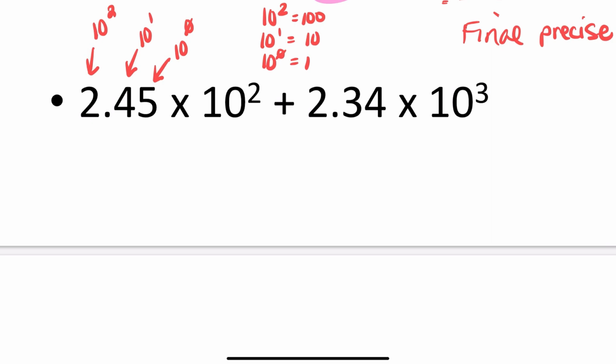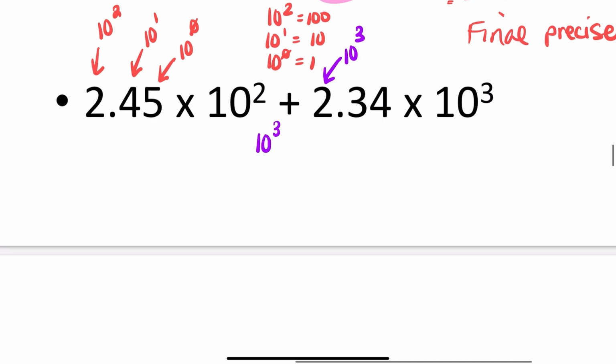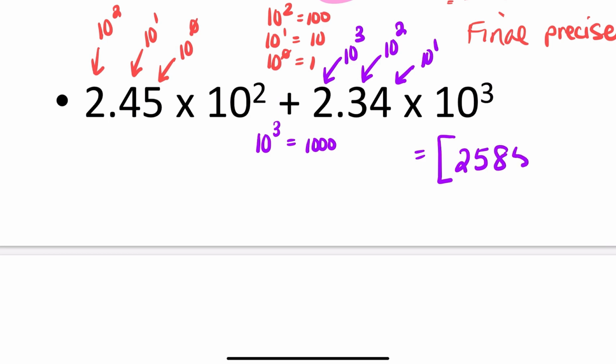2.34 times 10 to the third. Let me write that down here. 10 to the third, if you cube 10, that gives you your thousands place, right? So if you take 10 squared, it gives you 100, 10 raised to the first power is 10, 10 raised to 0 is your ones position, 10 to the third is your thousand. So this is precise to the 10 to the third, 10 to the second, and 10 to the first. Now when I put this in my calculator, it's going to give me just a flat answer. It's going to say 2585. This is my 10 to the 0 position, 10 to the 1, 10 to the 2, and 10 to the 3.